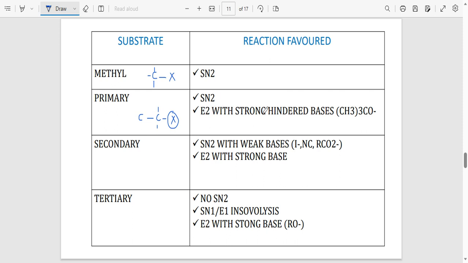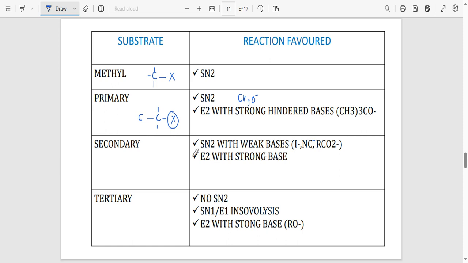But for it to happen by E2, you need to use a strong hindered base. Because if it is unhindered, for example CH3O minus, this one definitely is going to go by SN2. But it should be hindered, for example tert-butoxide, or even this one which has been given here. If you're talking about a secondary substrate, it can happen by SN2 or by E2. It will happen by SN2 when you use a weak base, like iodide, cyanide, and also this compound. It will happen by E2 when you use a strong base.